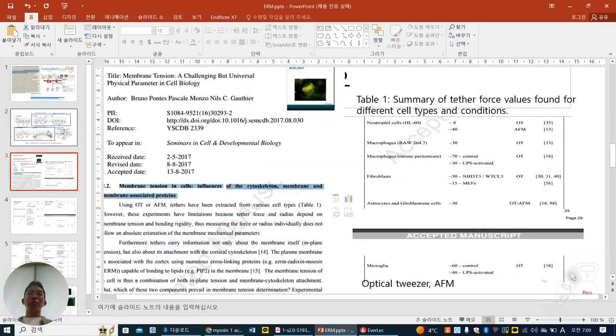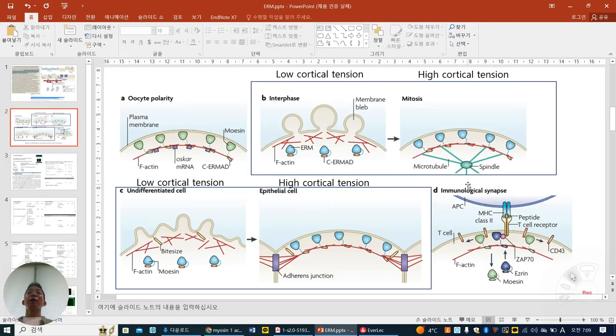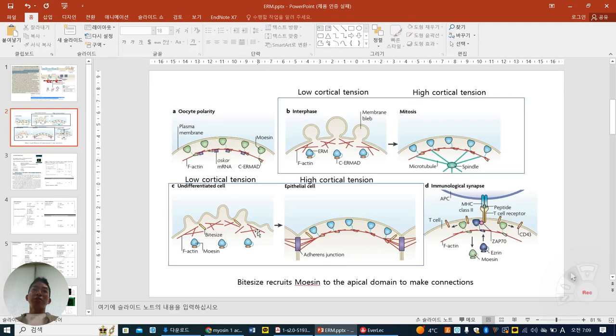I just have a simple question about the ERM. So in a dormant state, it is kind of folded, right? Yes. So what causes those conformational changes? Is that cellular membrane tension, or what causes those conformational changes? Yeah, that's a very good question, but I cannot answer.